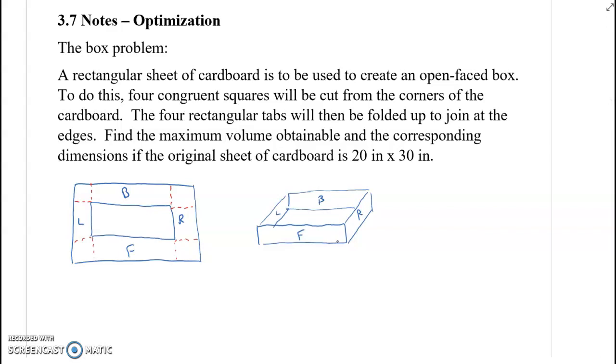All right, so let's take a look at this. We've got the volume of a box, and we all know, I think, that that's going to be the length times the width times the height. All right, the volume of a box is length times width times height, and that's too many variables. So let's see what we can do to eliminate some of these. So first of all, we know that we started off with a rectangle that was 20 inches by 30 inches.